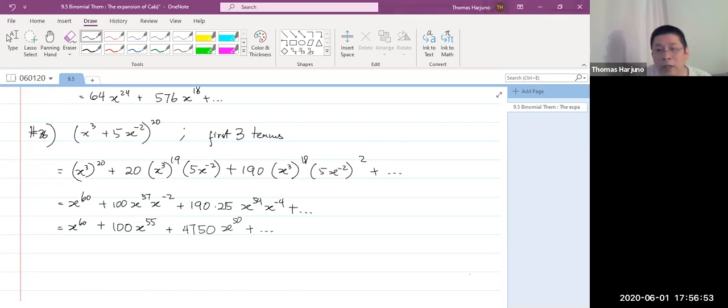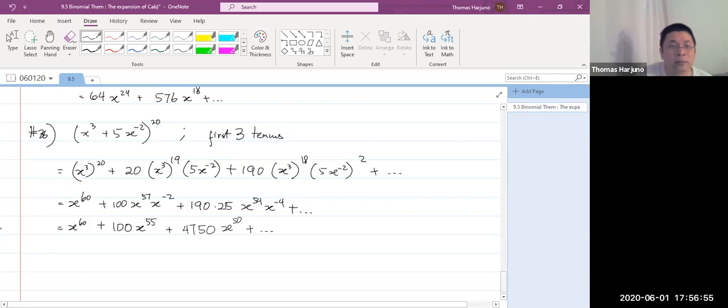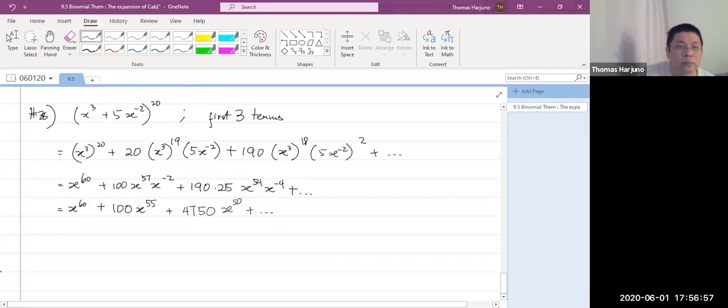Number 38. What happens if they ask for the last terms instead? Number 38. The last 3 terms of s minus 2t cubed to the 12.